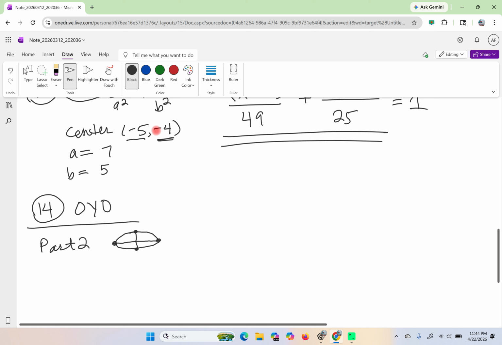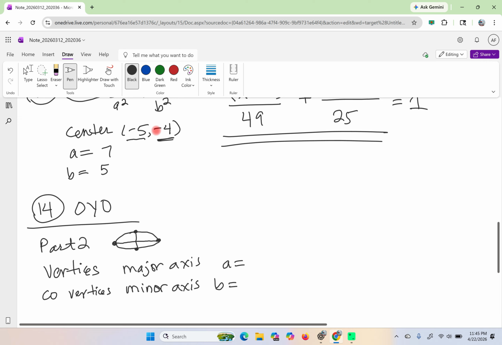All right, so we are told in number 17 that the vertices are at, so there's vertices and co-vertices. So the vertices are going to go along with our major axis, meaning the longer axis. So this is going to give us our A value. And then the co-vertices are the end points of the minor axis, which gives us our B value.